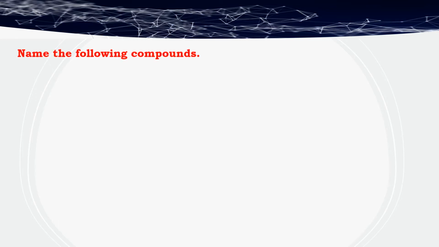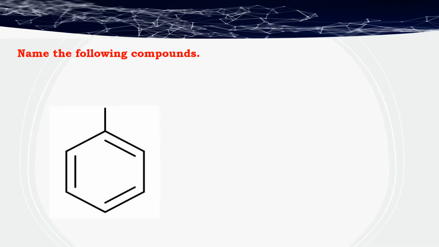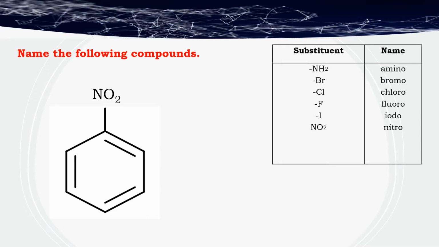Alright, so let us have an example. Name the following compounds given this structure of benzene. So we have a substituent here. How are we going to name this one? Okay, so let us have our table of the different substituents. So the first rule, name the ring as benzene. And then look for the substituent. What is the name of our substituent here in our table? NO2, the name is nitro. So just write nitro. So the name of this aromatic hydrocarbon here is nitrobenzene.